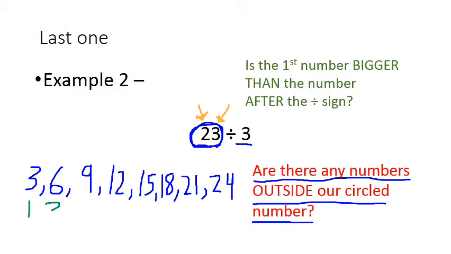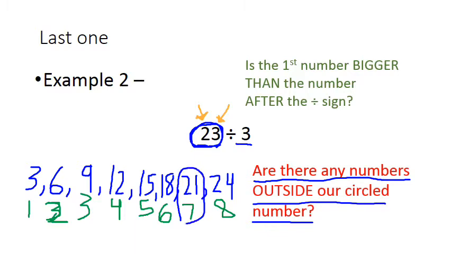And then count how many times I counted by 3s. I have to say 2 actually. My apologies. 1, 2, 3, 4 times, 5 times, 6 times, 7 times, and 8 times. We counted our 3s 8 times to get to a number that is bigger than our circled number.